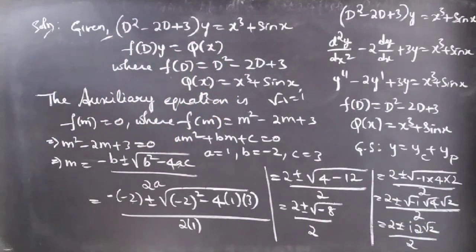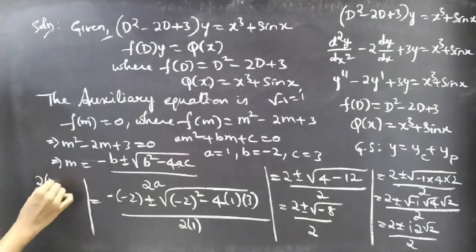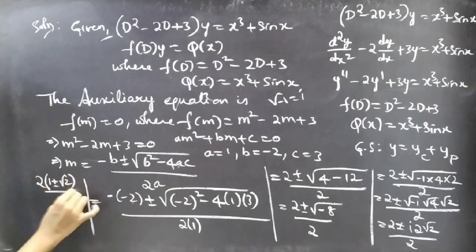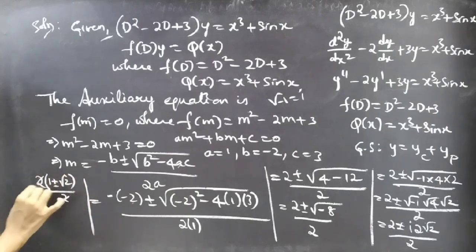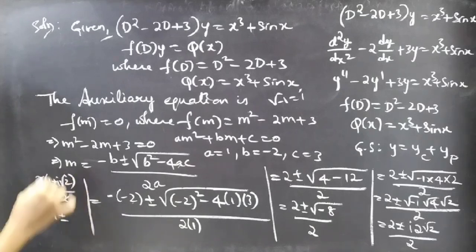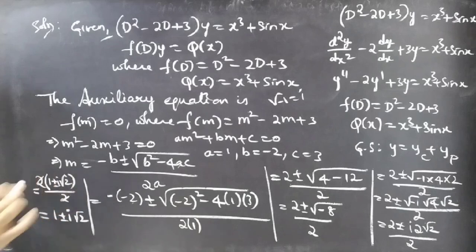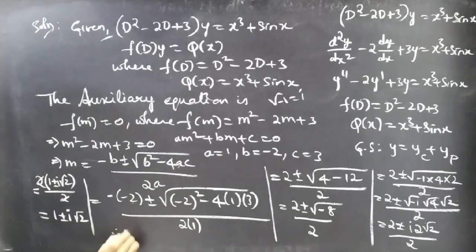Now take 2 common from the numerator. If you take 2 common from the numerator, you'll get 2(1 ± i√2)/2, where the 2 gets cancelled, and finally you'll get m = 1 ± i√2. Therefore m = 1 ± i√2, a pair of complex conjugates.